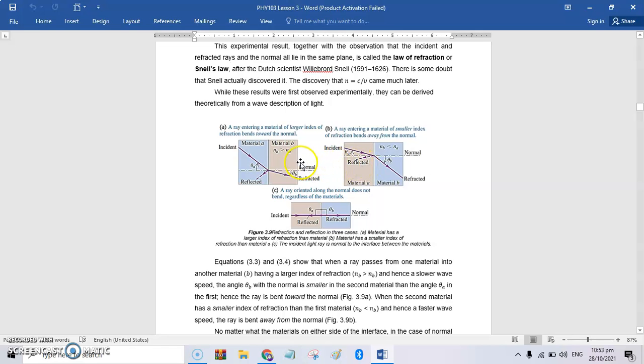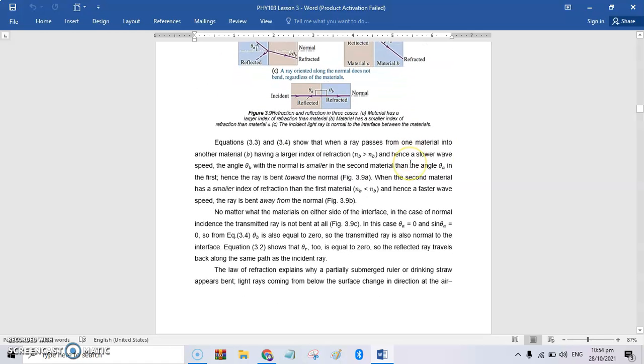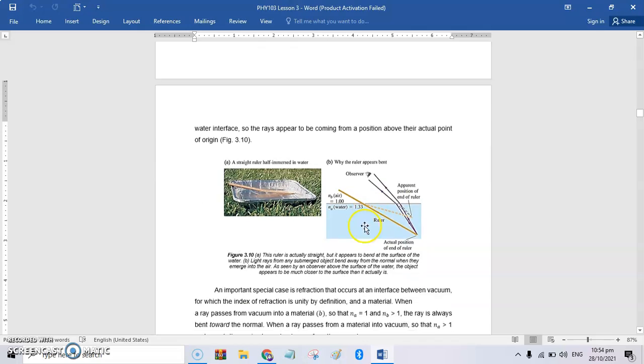Again, always remember that if material B is greater than material A, the refracted angle is always bent towards the normal. And if material A is greater than material B, the refracted ray will bend away from the normal. Okay.